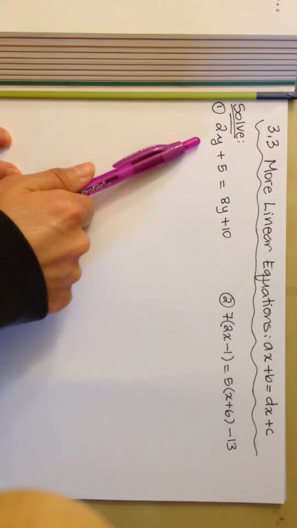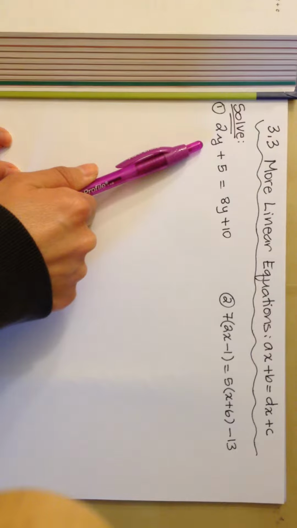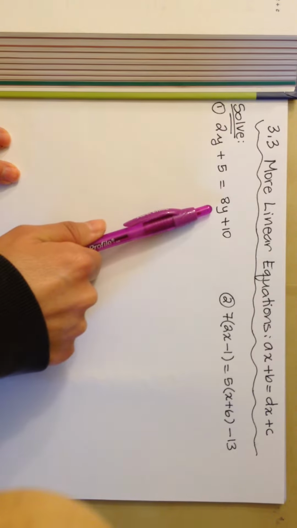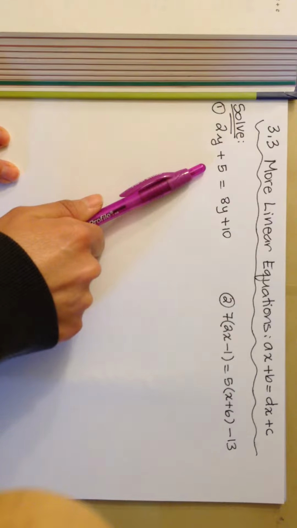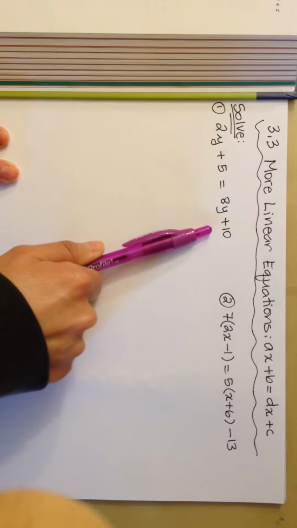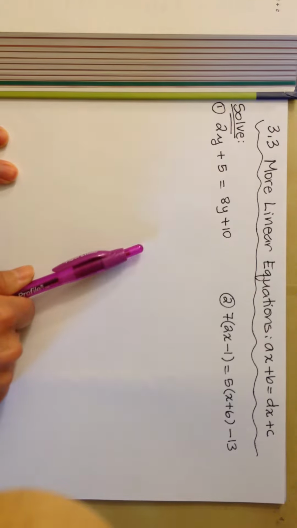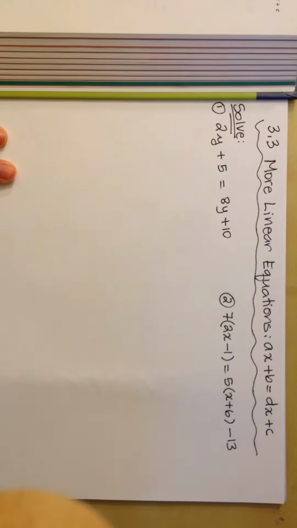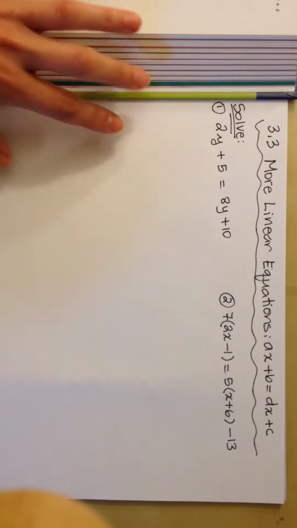When you look at this equation, there are technically 4 ways to start. We could subtract 2y from both sides. We could subtract 8y from both sides. We could subtract 5, or you could subtract 10. It doesn't matter, you will get the same answer. In this case, let's subtract 2y from both sides.